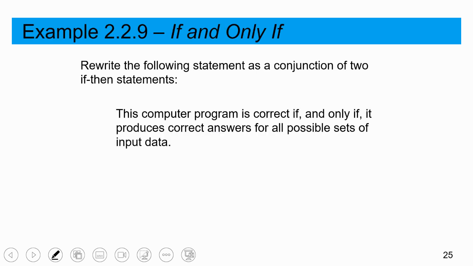Rewrite the following statement as a conjunction of two if-then statements. So it says, this computer program is correct if and only if it produces correct answers for all possible sets of input data. So we're going to take our hypothesis, this computer program is correct, our conclusion, it produces correct answers for all possible sets of input data, and switch them, and they're both statements will be true.